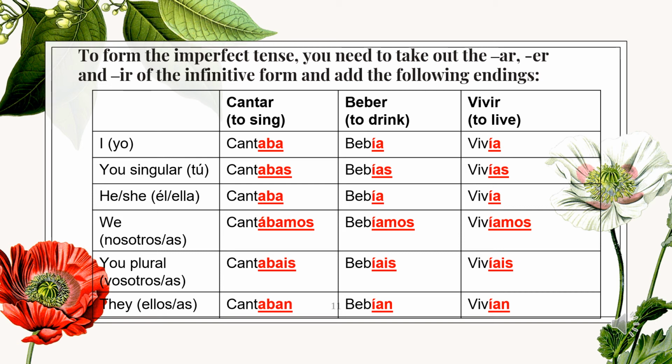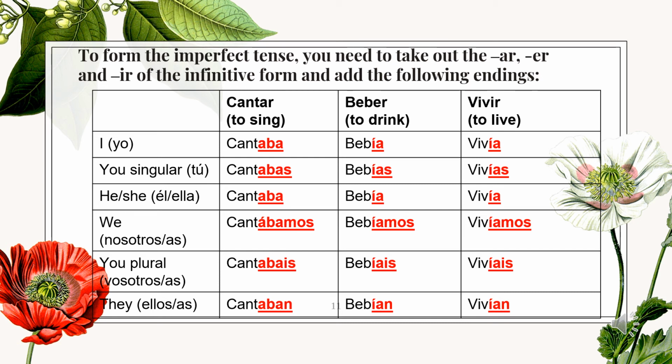I used to drink. So when I was younger, I used to drink squash. Cuando era pequeña, bebía squash. Vivía. I used to live, or I lived. When I was 8, I used to live in Spain, but then I moved to Newcastle. Cuando tenía 10 años, vivía en España, pero ahora vivo en Newcastle.